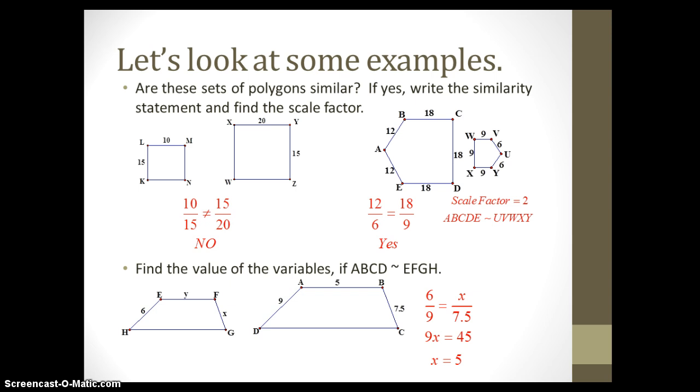Using cross products, I get 9x equals 45. So my x is 5. We can use the same ratio, 6 to 9, to find y. So 6 to 9 is the same as y, EF, over AB, 5. Use cross products, we get 9y equals 30, so y is 30/9, or 10/3.